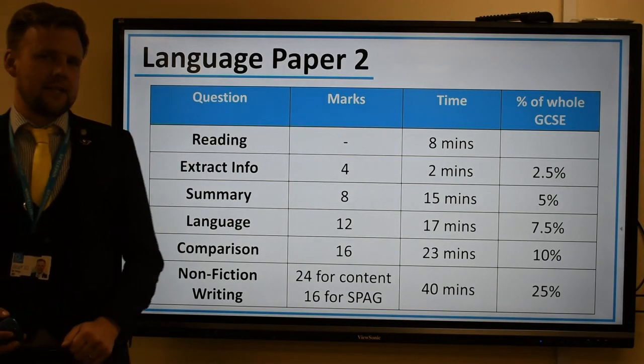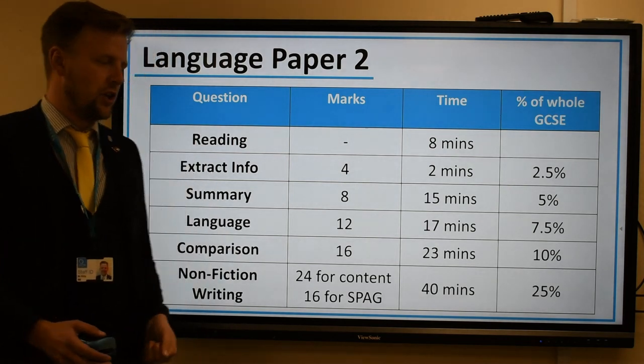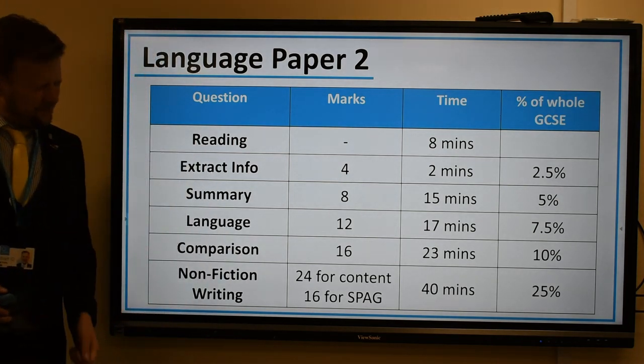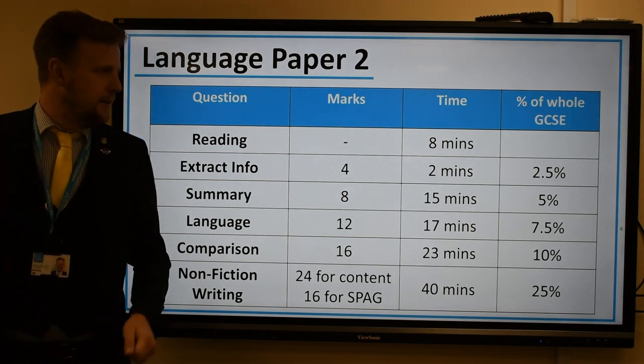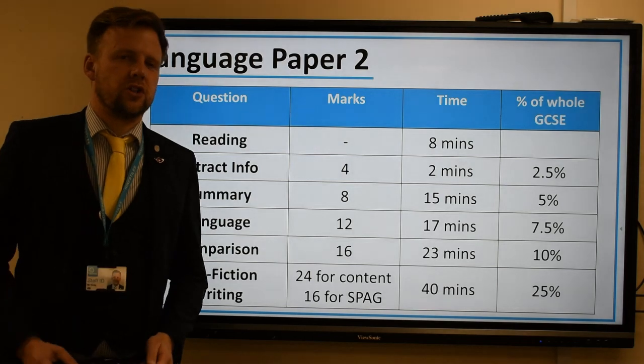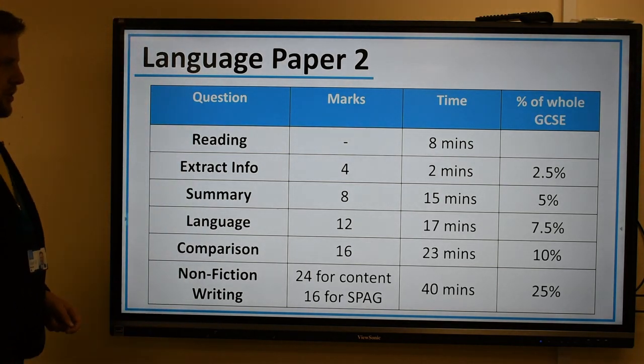Now, let's get to some of the nitty gritty. Let's get to some of the structures now. Right, now let's get to the approach and the structure for these individual questions, okay?